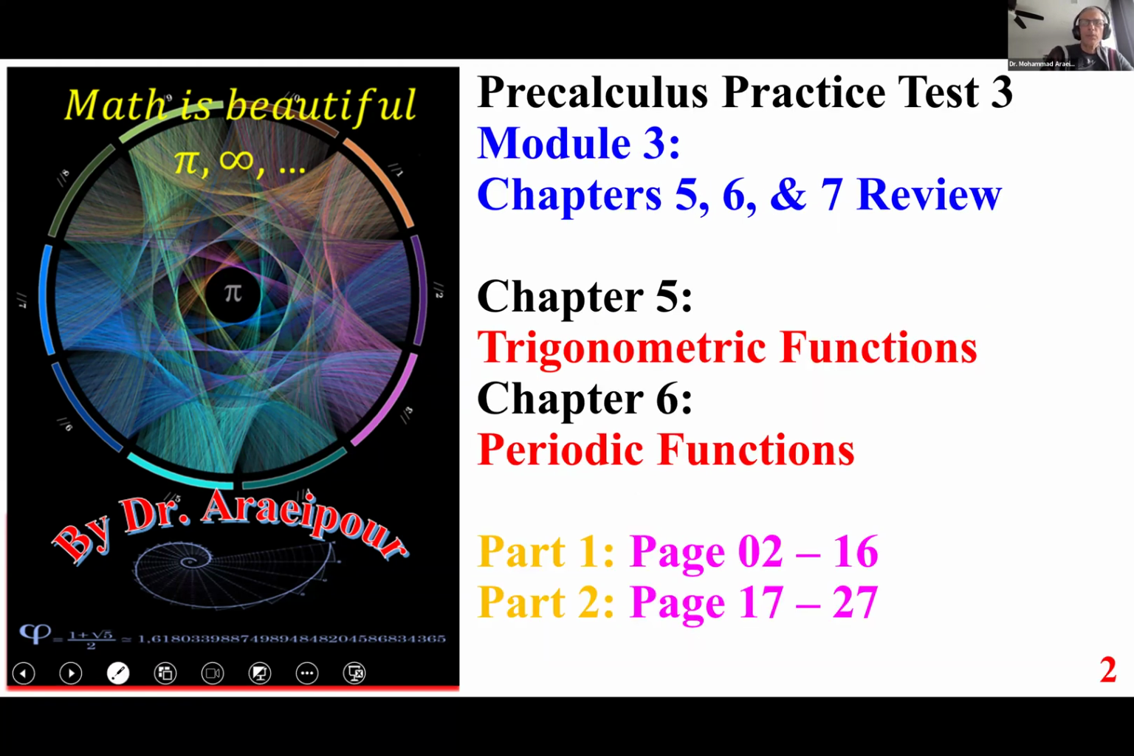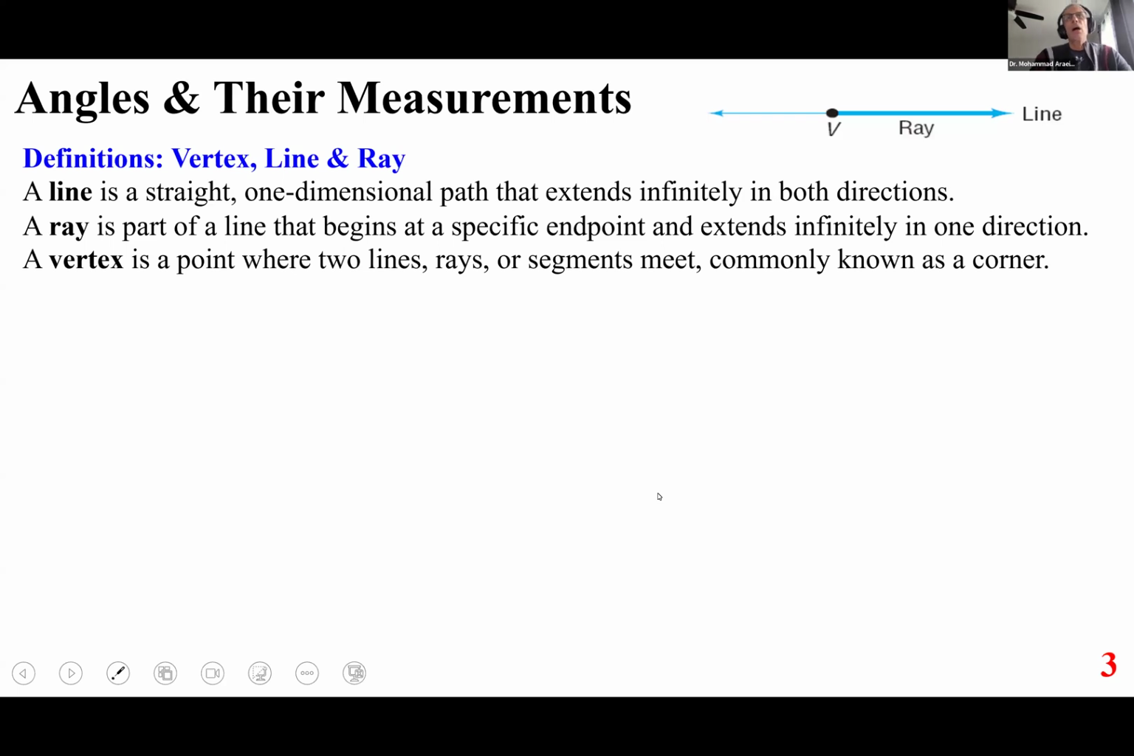So here's chapter 5, trigonometric functions, and chapter 6, periodic functions. All right, let's get started with some information that is absolutely necessary. Angles and their measurements. Definition: vertex, line, and ray.